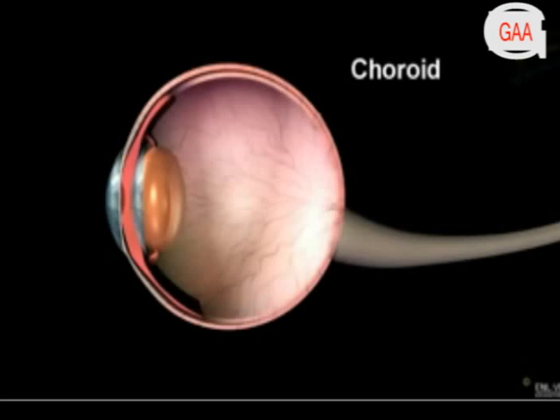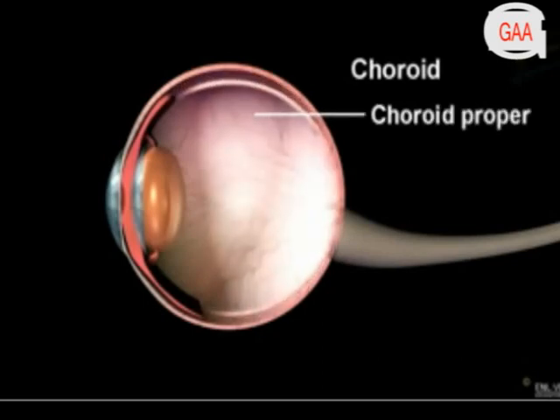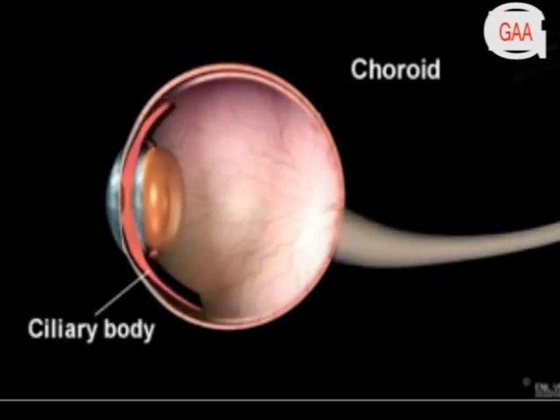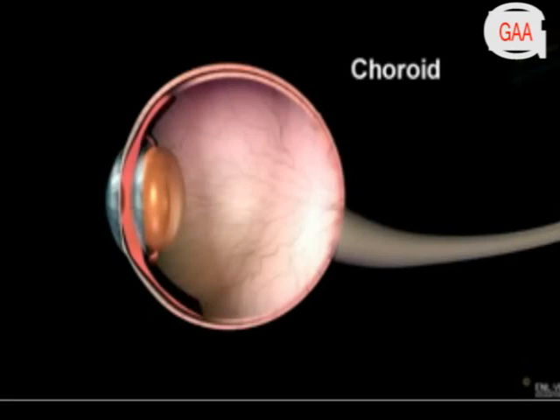It consists of three different zones. The first zone is called choroid proper, and it is this part that carries nourishment to the tissues of the eye. The next zone is the ciliary body. This is a broad ring-shaped band of thin muscle fibers which plays a very active and vital role in the vision adjustment of the eye. The third zone is the iris, which expands and contracts the pupil much like the diaphragm of the camera.